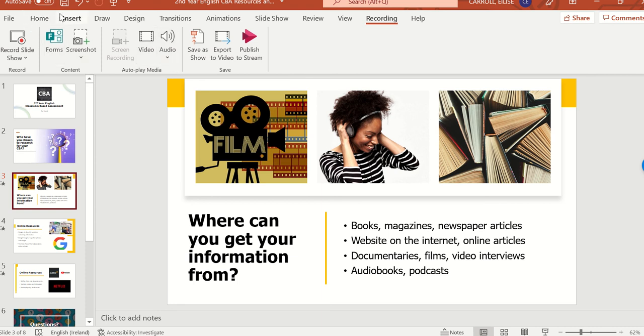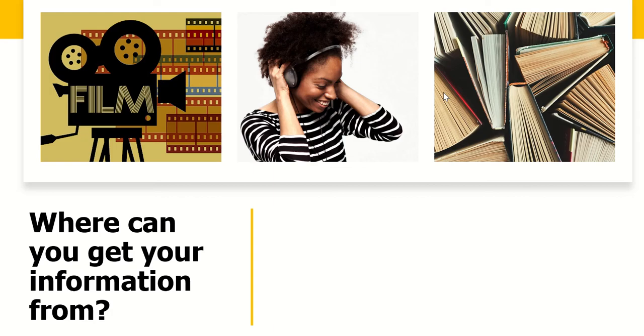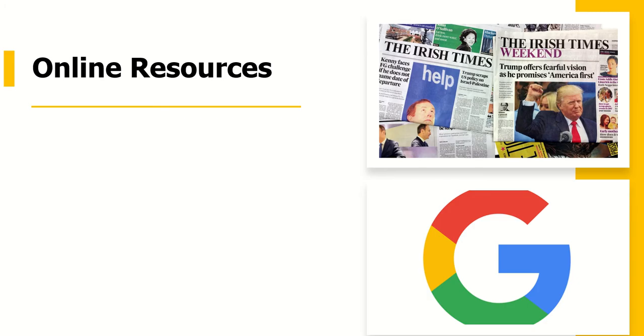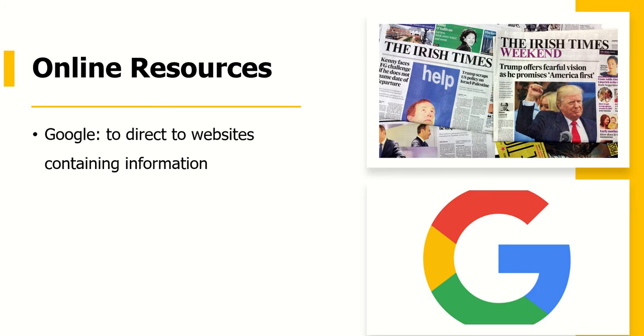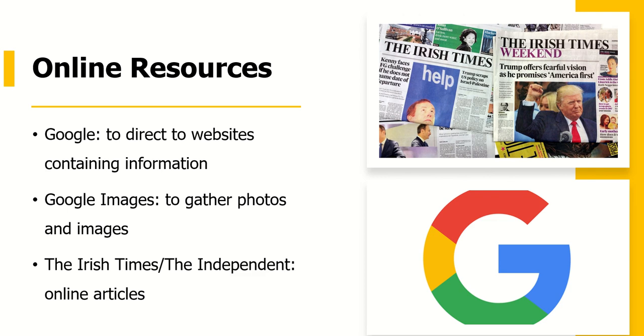Now, so we'll just go back to our PowerPoint, and okay. So, like I said, Google, so we can go to direct websites. We can also gather photos and images from Google Images. And then another thing I just want to show you is we can also get information from newspaper articles online. Okay, so two that I would recommend would be the Irish Times and the Independent.